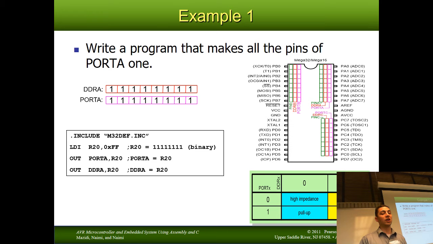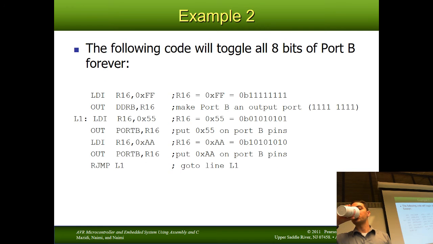But as long as you're doing it one after another, literally happening 62 nanoseconds apart or less. Okay, so in this case, I do set up the DDR register first. And then I load up 5, send it to port B. Then I load up AA and send it to port B. 5 and AA are complements of one another.